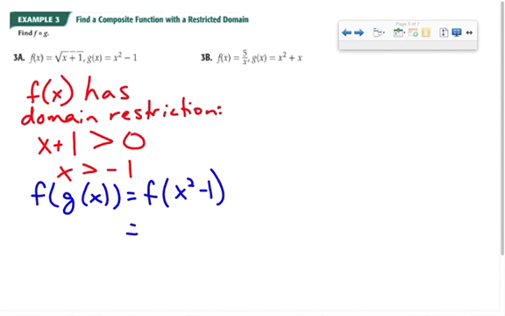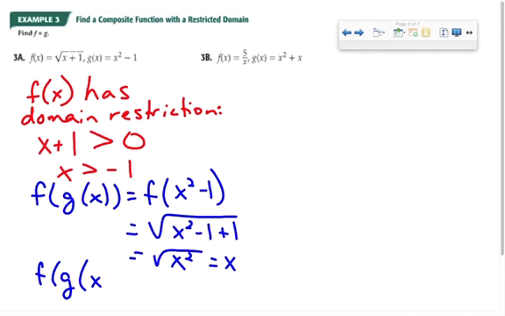So that means I'm taking that x squared minus 1 and plugging it in for x. So that'll be the square root of x squared minus 1 plus 1. And oh, this is very interesting because it ends up being the square root of x squared, which I would hope you'd realize is just x. But even though this composite function would appear to have no restrictions on its domain, you still have a restricted domain because of where this function came from.